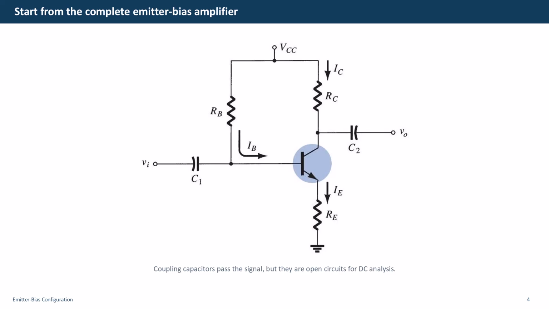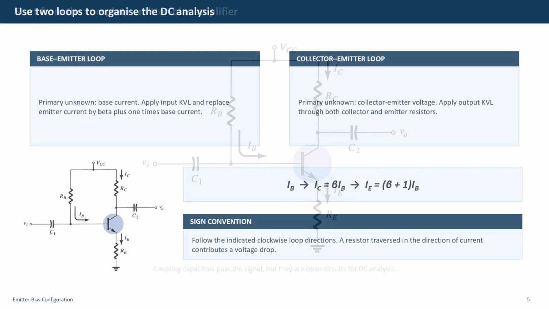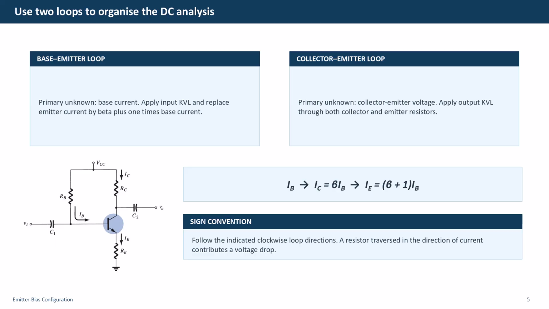It develops a DC voltage proportional to emitter current. That voltage participates in both the base loop and the collector emitter loop, so we must include it consistently in the equations. A reliable analysis becomes easier when we separate the circuit conceptually into two loops. The base emitter loop determines base current. Once base current is known, collector current follows from beta times base current and emitter current follows from beta plus 1 times base current. The collector emitter loop then determines the collector emitter voltage and the remaining node voltages.